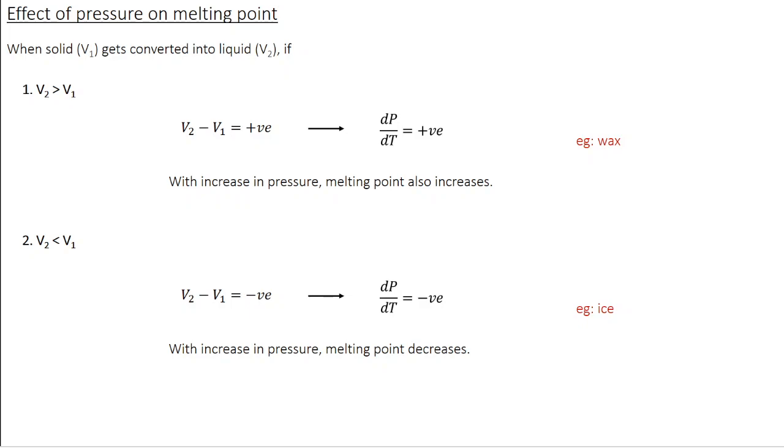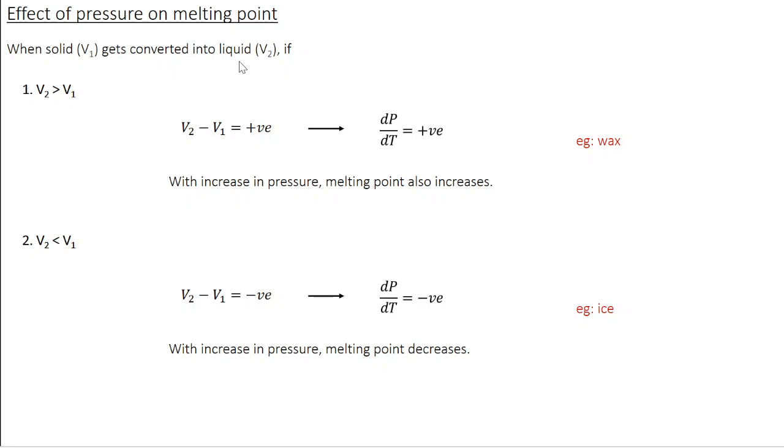So here you have a solid with volume V1 which is getting converted into liquid of volume V2. In the case of boiling point, the trend was universal because always when a liquid gets converted into gas, the volume increases. But in the case of melting, there is no universal trend. Depending on the nature of the material system, the trend could vary. So there are two possibilities.